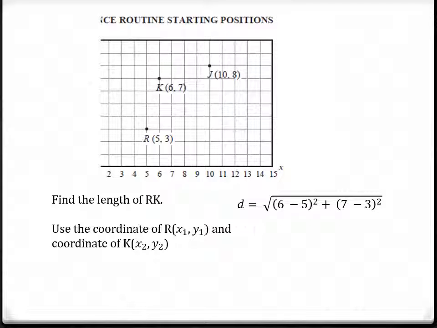Now I'm going to do order of operations, so I must do parentheses first. So when I take 6 minus 5, I get 1. When I take 7 minus 3, I get 4. Now we're going to do exponents next. So 1 times 1 and 4 times 4. So 1 plus 16, and then we add, and we get the square root of 17. Now you can leave it as the square root of 17 because it cannot be simplified, or you may change it to a decimal, whatever it asks of you.